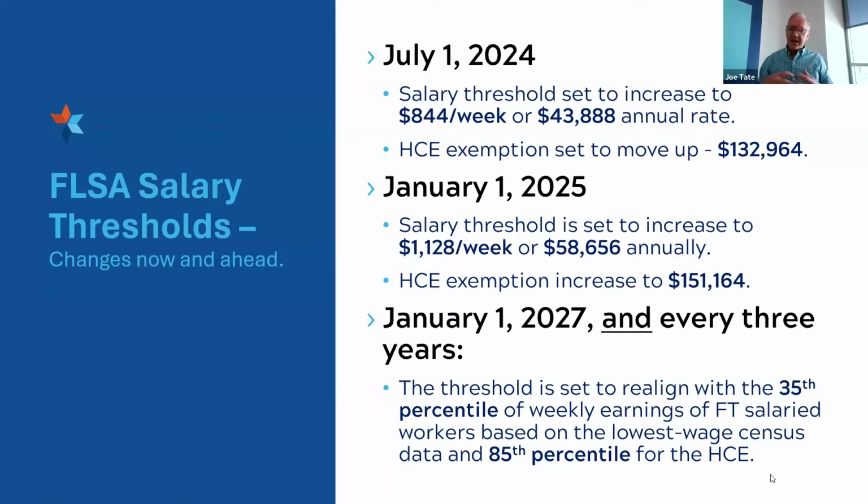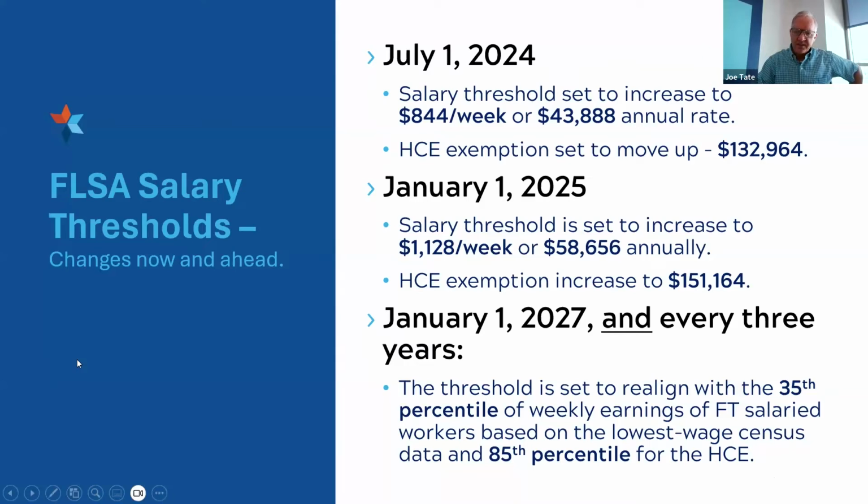Then built into this final rule is another increase that's scheduled for January 1st, 2025. That increase would also go up in a substantial manner to $58,656, so almost $60,000, and the HCE would increase to $151,000. That's how it's published. That's what it looks like today. And I say that because these things are fluid and can change.